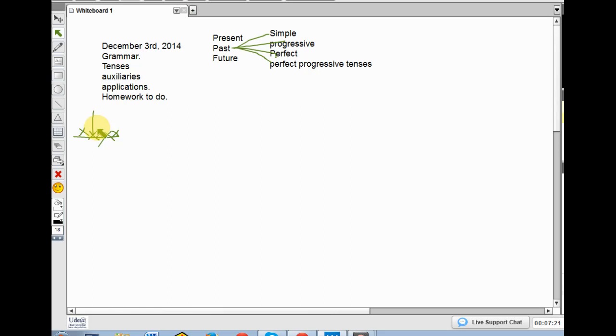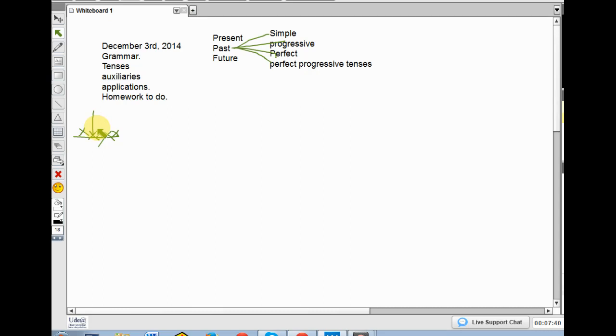Then we have the present perfect. Okay, this is the homework that you are going to do. Given the fact that I am not typing because there's problems with the network, the computer is kind of slow, so you are going to take notes. What is the present simple? What is the present progressive? Now, what is the present perfect?